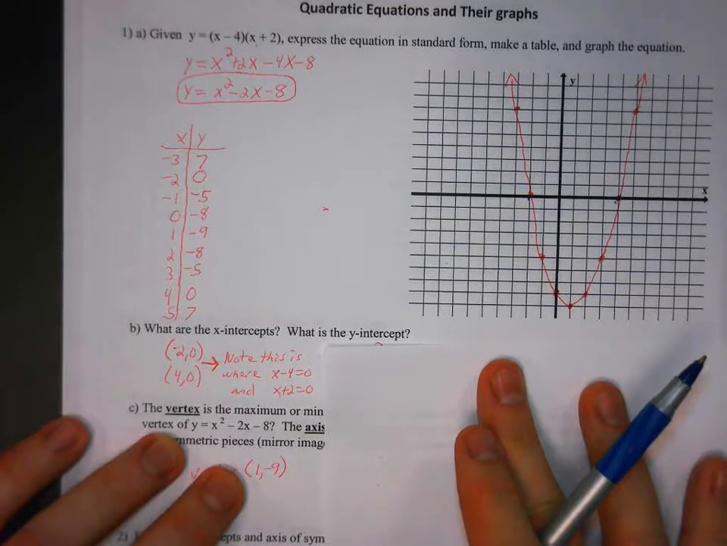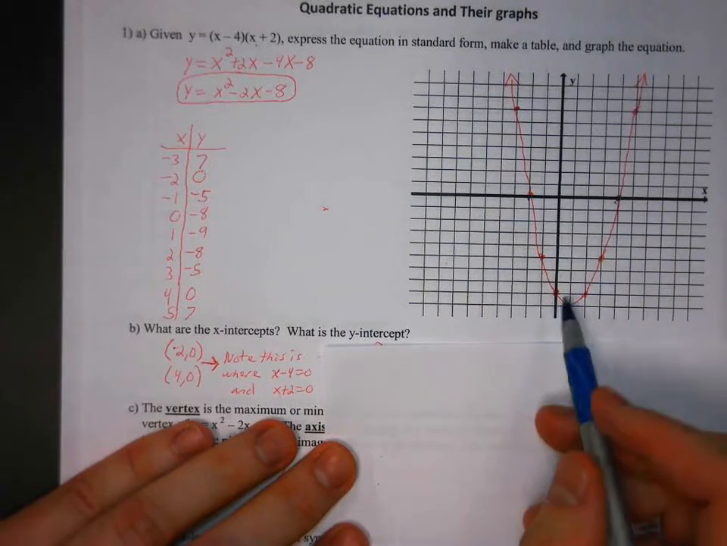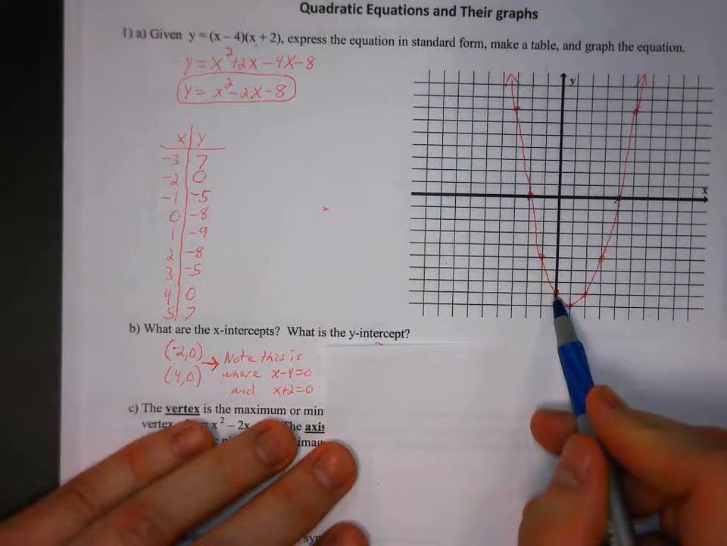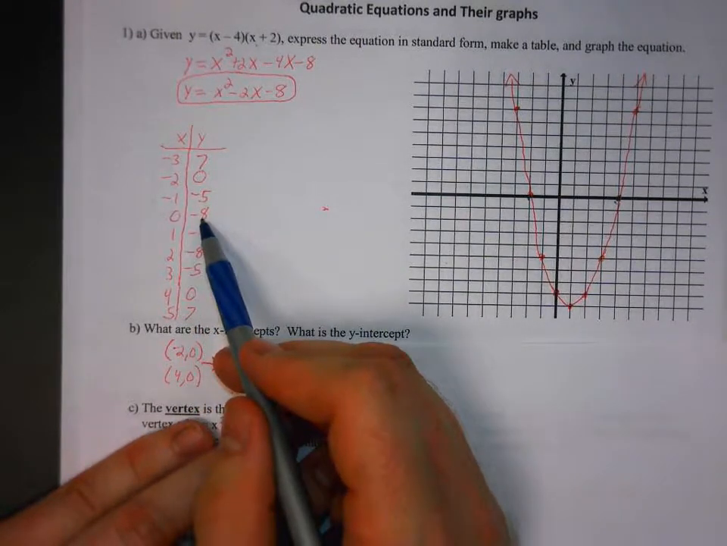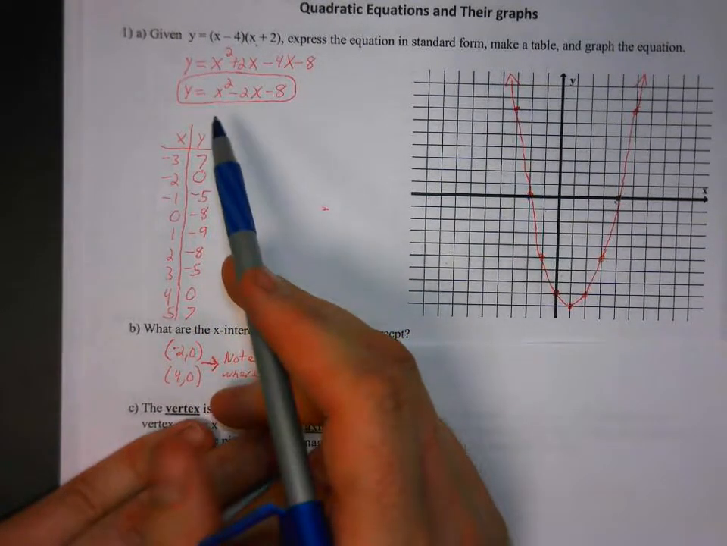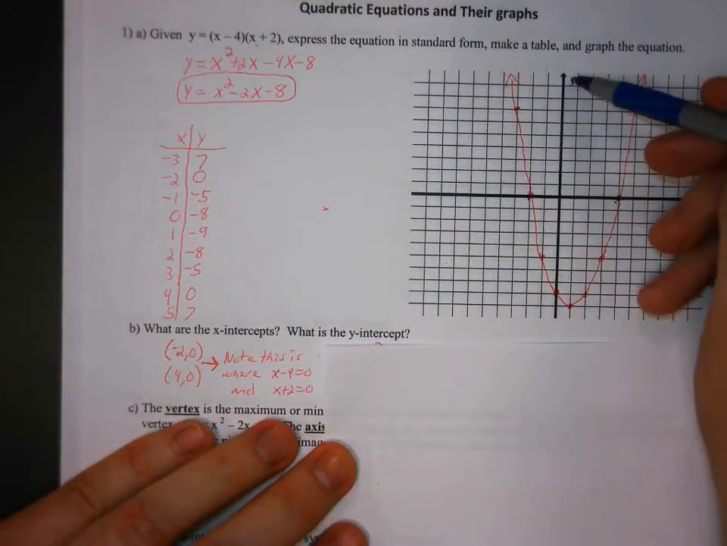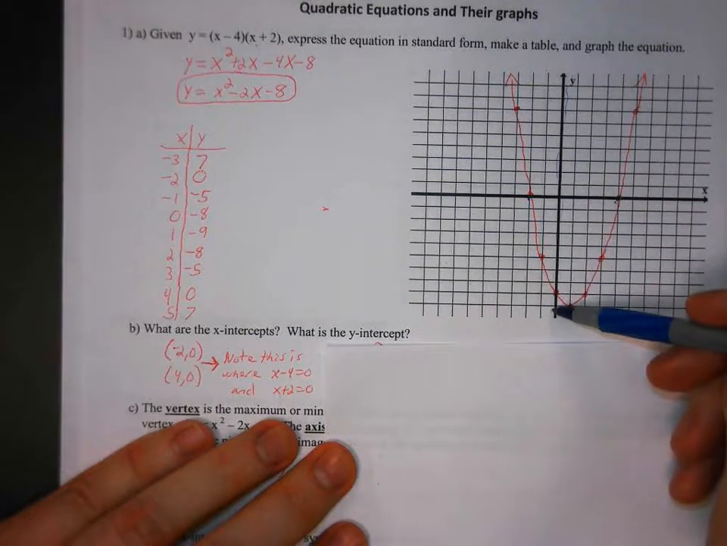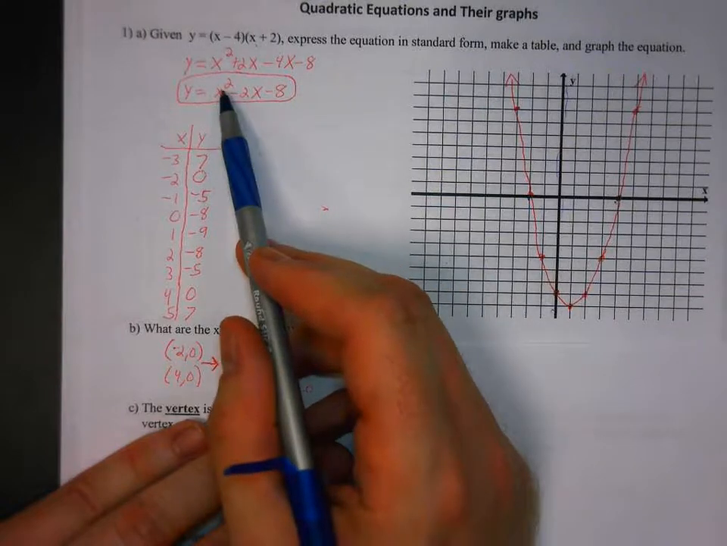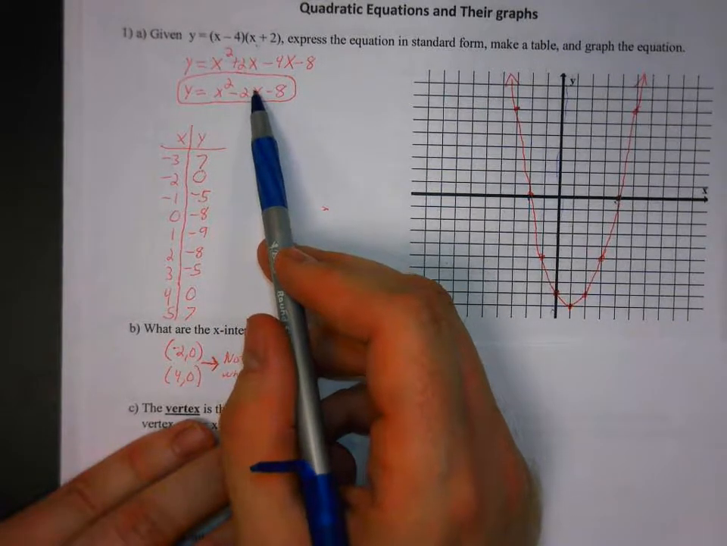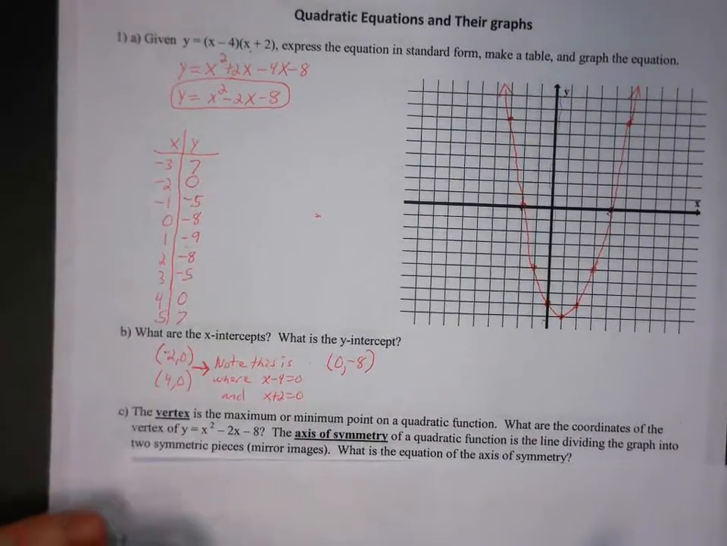Then the y-intercept. To find that, we can look at our graph and see that it's down here at 0, negative 8. And we can see that in our table here also at 0, negative 8. But easier than that, we can look at our standard form, and remember that for the y-intercept, on the y-axis, the x value is always 0. So if you look at 0 squared minus 2 times 0 minus 8, the x squared and 2x would go to 0, and then minus 8 would give you negative 8. So the y-intercept is 0, negative 8.